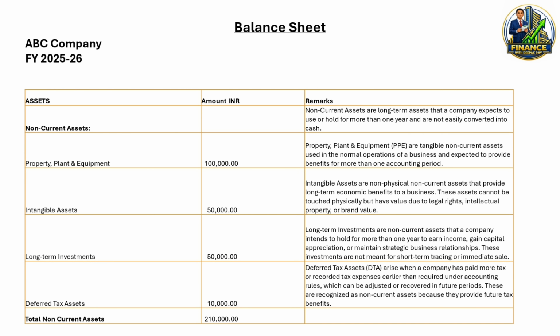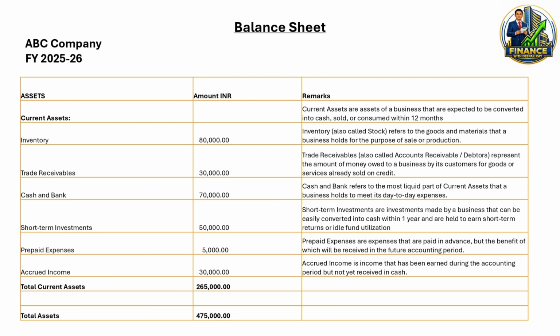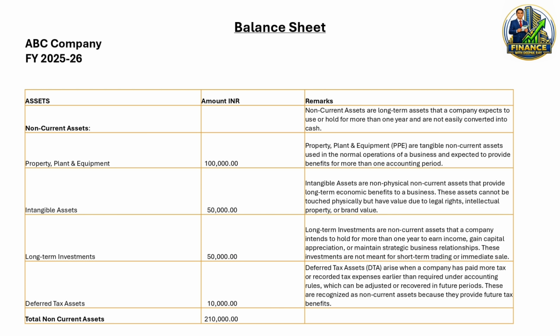Now let us understand the balance sheet using an example of ABC company. We will first look at the asset side. Assets are resources owned by the business that have economic value. Assets are divided into two parts, non-current assets and current assets. Non-current assets. These are long-term assets used for more than 1 year.